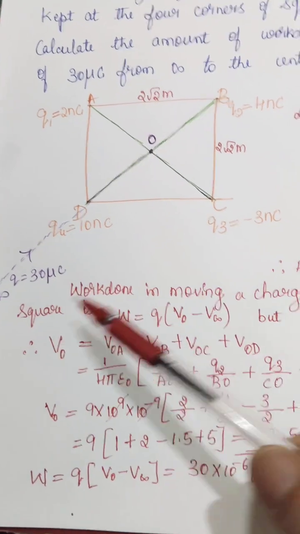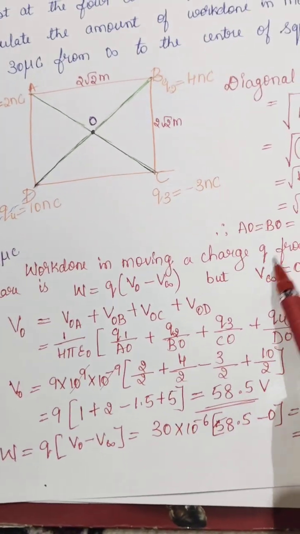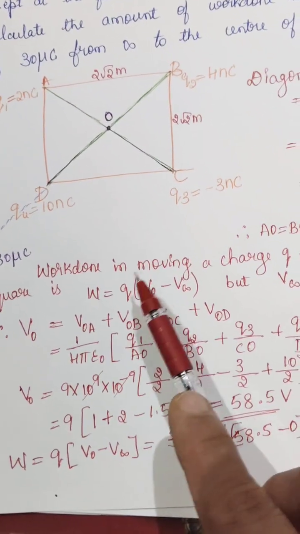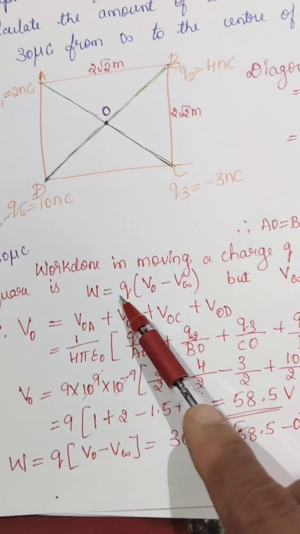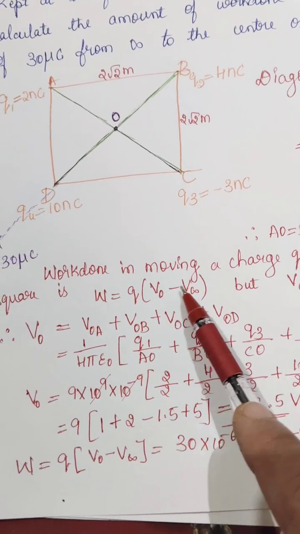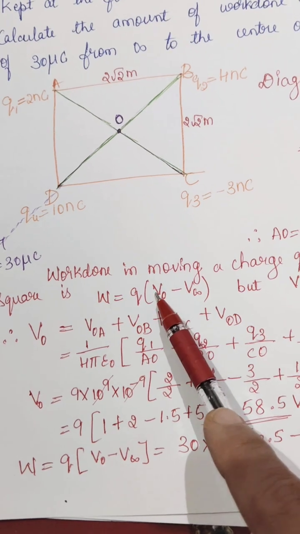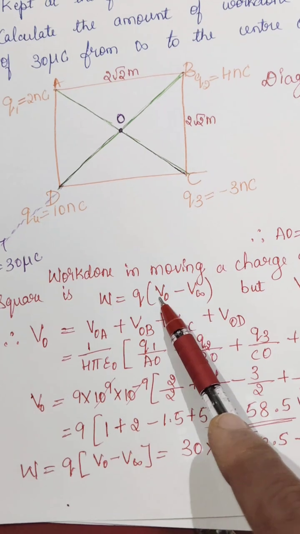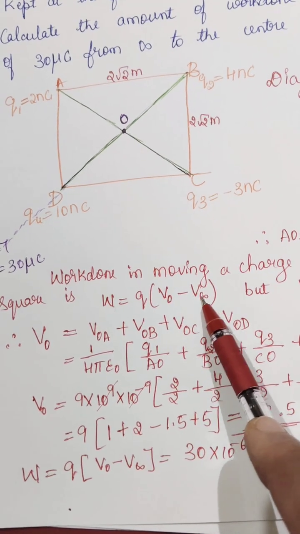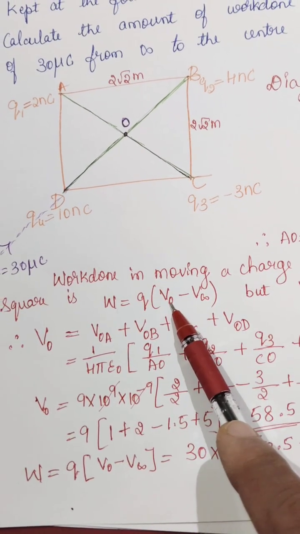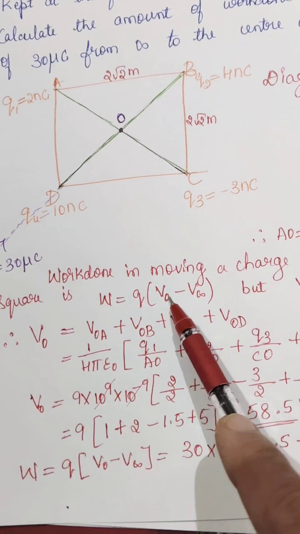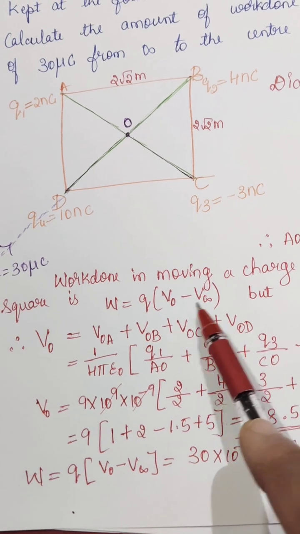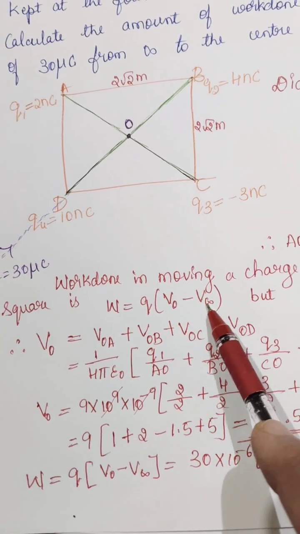So how to find out the work done? Work done in moving a charge q from infinity to the center of the square can be calculated using this formula, that is W is q into VO minus V infinity. Here first you have to write the potential at higher, the final point. This is the potential at the initial point. VO means we are finally keeping the charge at O. Initially the charge is at infinity. This is at higher potential, this is at lower potential.